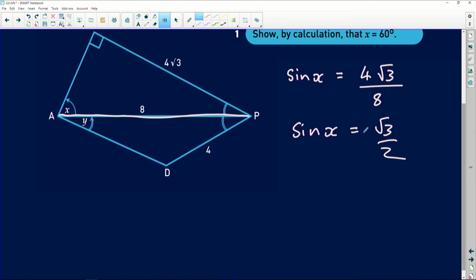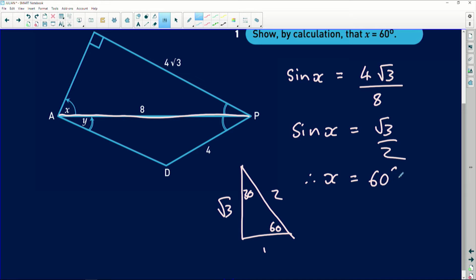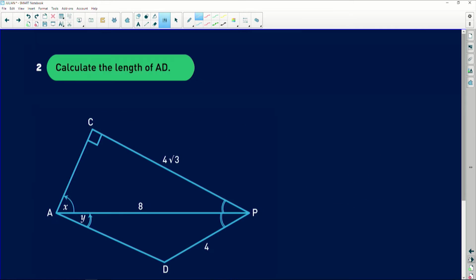Okay guys, now if you remember from your special triangles, this over here is going to be a special angle of 60, so 30 and 60, that'll be root 3, 1 and 2. So if you look at sine of 60, it's my opposite side and my hypotenuse. Therefore we can say straight away that X is equal to 60 degrees. Okay, let's look at the next part of the question. Next part says calculate the length of AD.